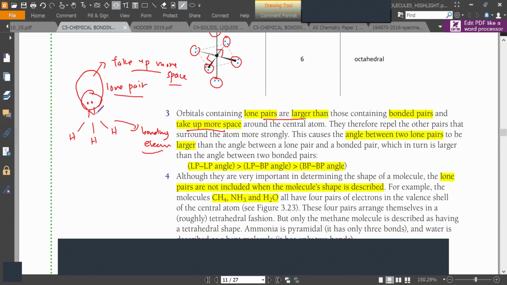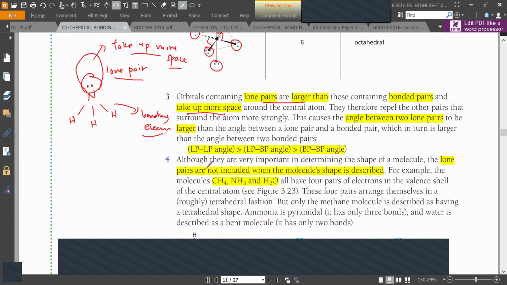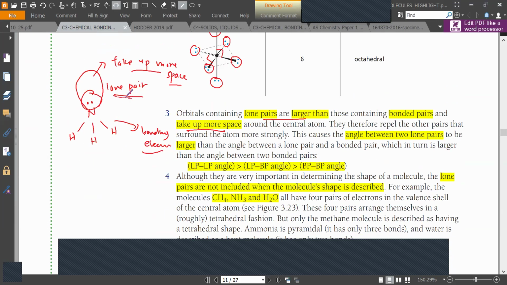So it will take up more space. Normally in tetrahedral, the bond angle is 109.5. All of them will be 109.5. But when we have the lone pair situation, it will take up more space. So now the bond angle will be less than 109.5, for example 107, something like that. So the repulsion involving lone pairs will be larger.